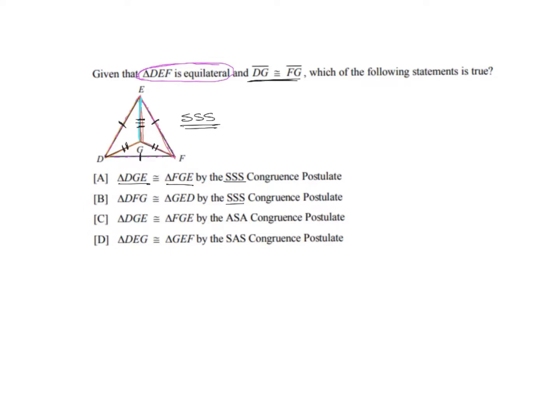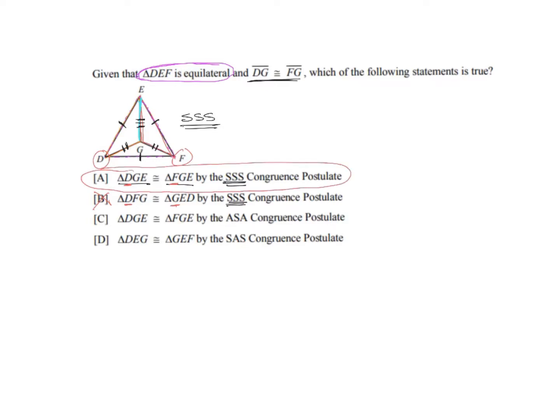Now here's an example where they're giving you two of the correct congruence postulates. But I have to make sure I match up. D and F are a match. So I have D here and F here, where in answer choice B, I have D and G. So I know that to be incorrect. So I'm going to look at A as a correct answer.